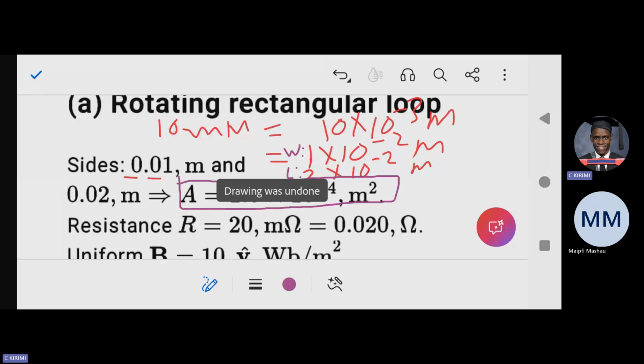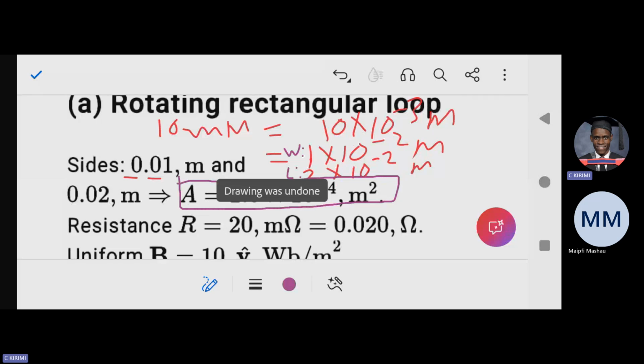So if we are having Weber per meter square, we can't work in millimeters. We have to work with units which are going to cancel, which are meters. Then our resistance, we are told that the resistance is 20 milliohms. So 20 milliohms, it's 20 times 10 to the power negative what? 3.